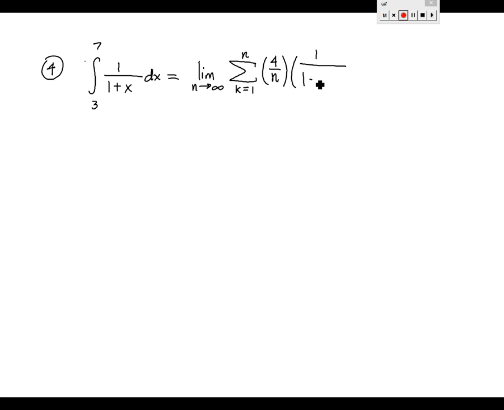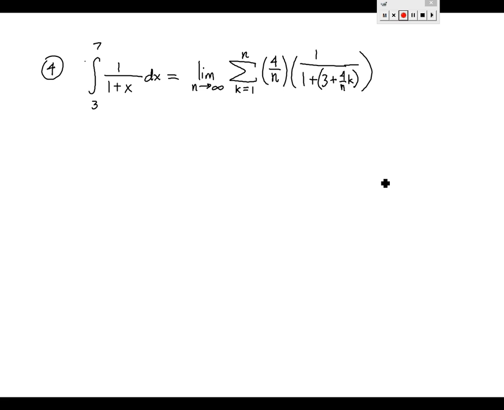Times 1 over 1 plus x, where we want x to be incrementing along the way again. So this is where coming up with an arithmetic sequence that does the job is what I need to put in here. This is our x value right here. We're going to start at 3 and add delta x times k, right? And we already thought about what that is.